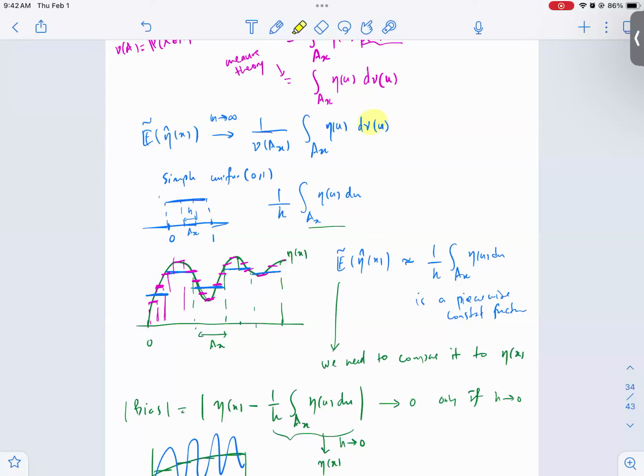Think of it as if it were discrete: it would be a sum over a bunch of points divided by how many there are. And this h is basically the integral of 1 over A_X. So you're integrating eta over A_X divided by the integral of 1 over A_X. It's really a weighted average if you think about it.